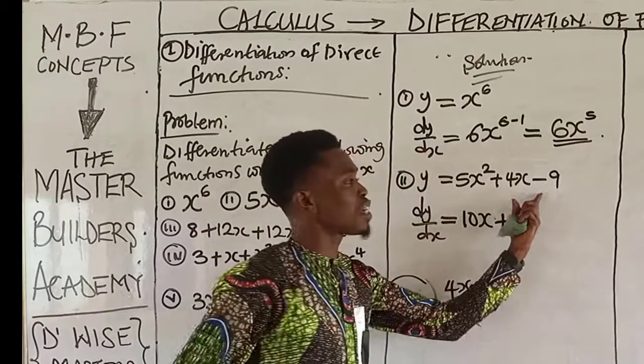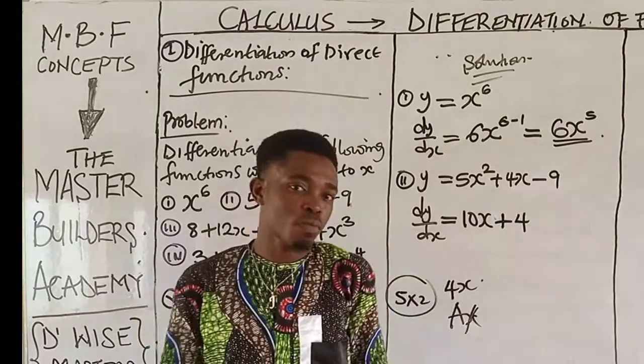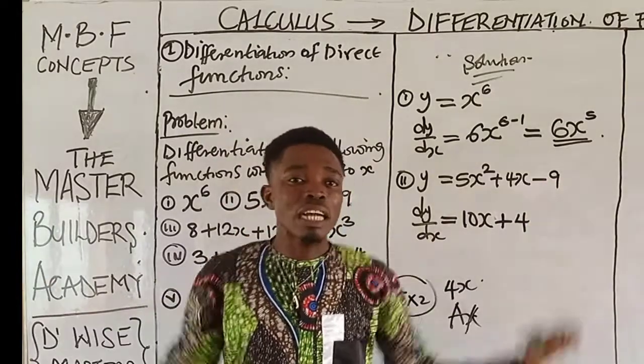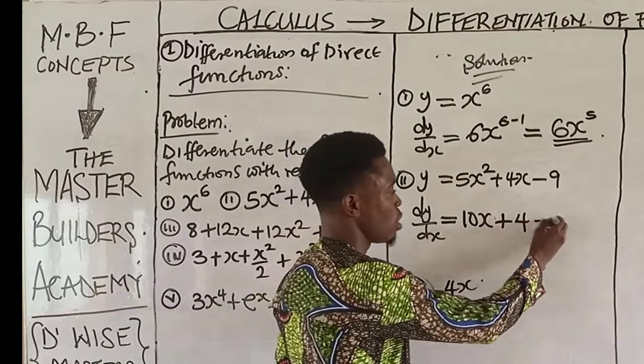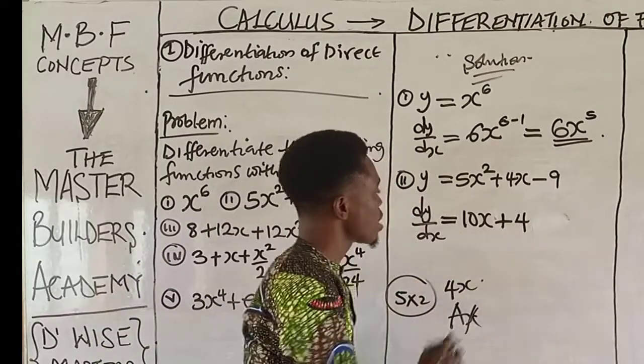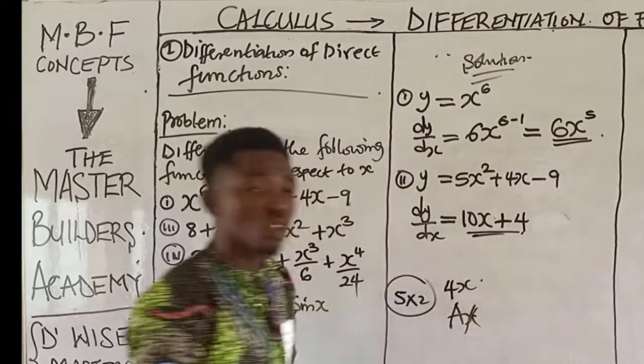Now, minus, when you differentiate constants, we have 0, because this function is without x. Anytime you differentiate a constant, you have 0. So we can simply say minus 0. Then we will ignore this. This is the answer to this question.